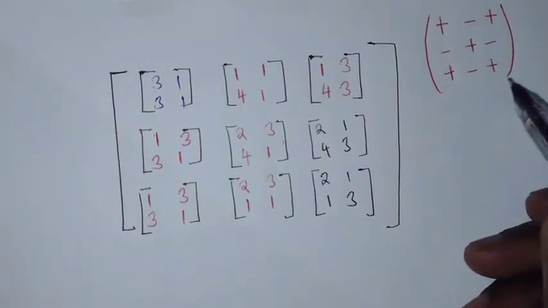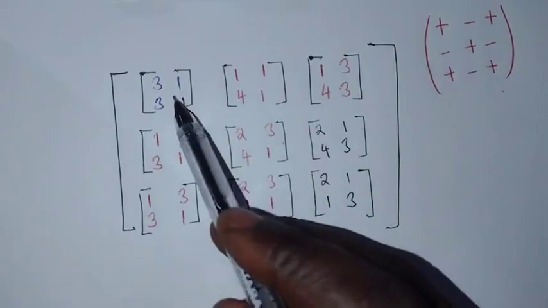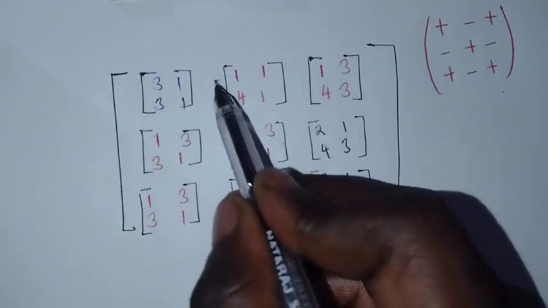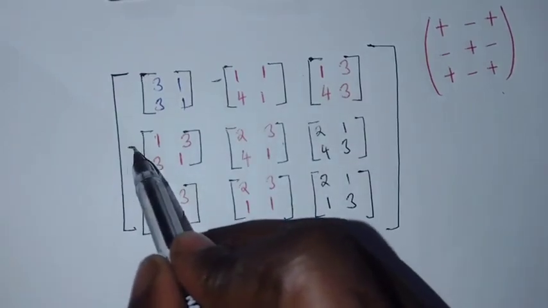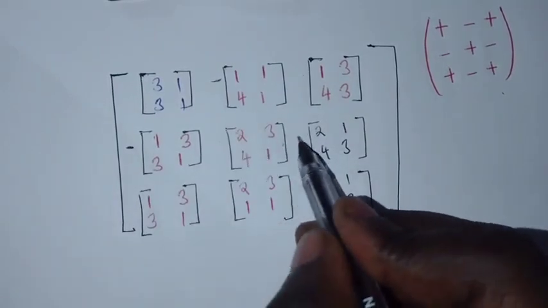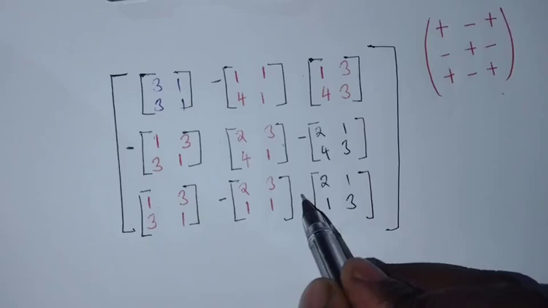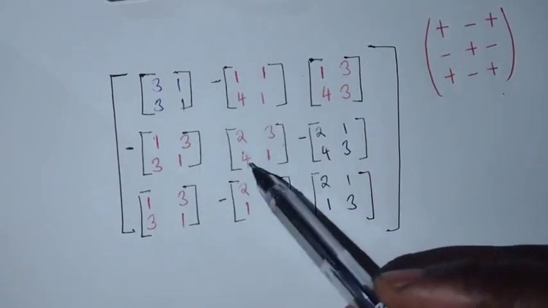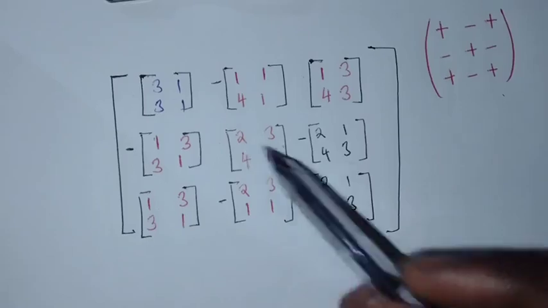Now look here, I did give you these signs. So plus 1, 2, 3, plus, negative, plus. So plus, negative, plus. Again, negative, plus, negative, plus, negative, plus. So just put the negatives there. So these negatives are going to be multiplied with whatever determinant that you are going to get.